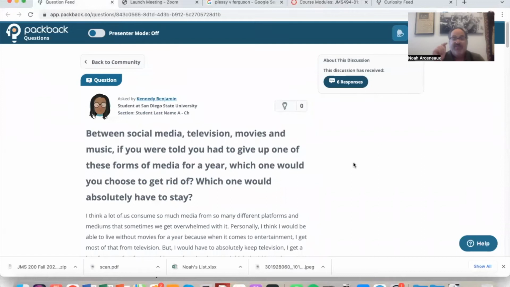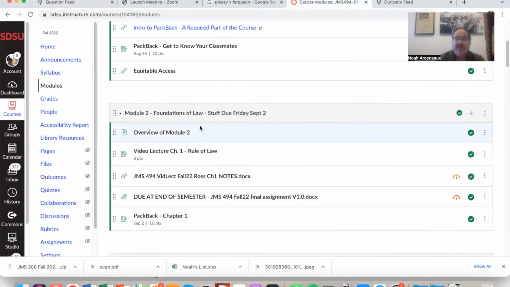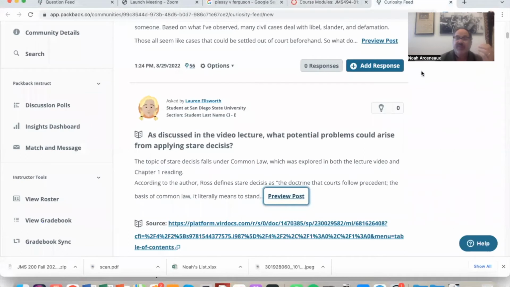Now, for the Packback that is due this week, we have Module 2. We're now getting into the textbook. So see the video lecture that deals with chapter 1 of the textbook, which is about the rule of law. You should also see that chapter of the textbook, and then the Packback relates to that. I want you to ask a question that deals with chapter 1. Here we have Lauren, who has already asked a question.